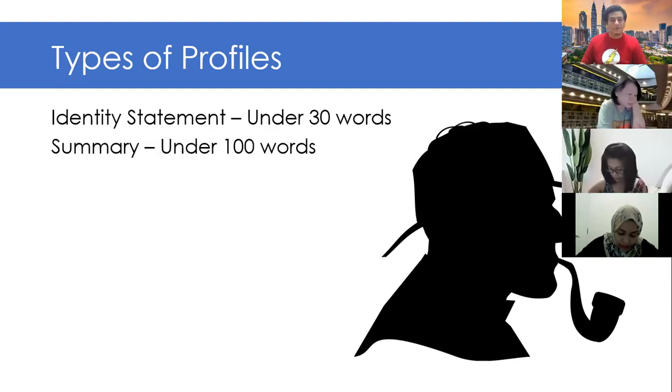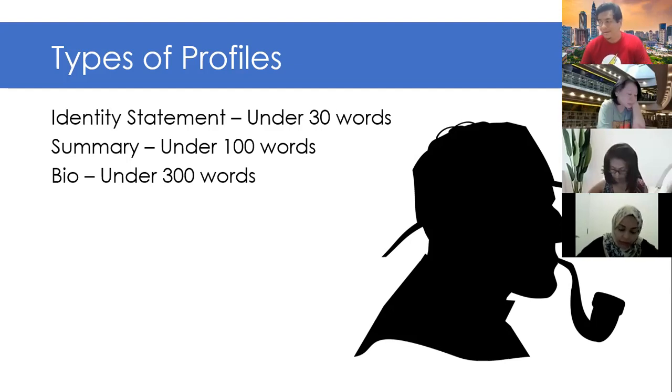The second type is what we call a summary. A summary is about under 100 words. It is usually what they put at the back of a book. So if you write a book, it goes at the back of your book. The third one is what we call a bio. It can be biodata, biography, whatever it is. But this is under 300 words.